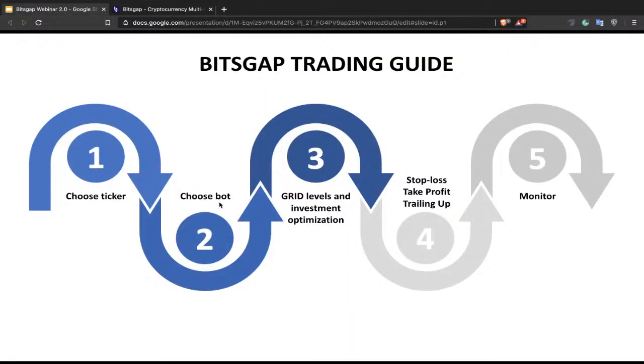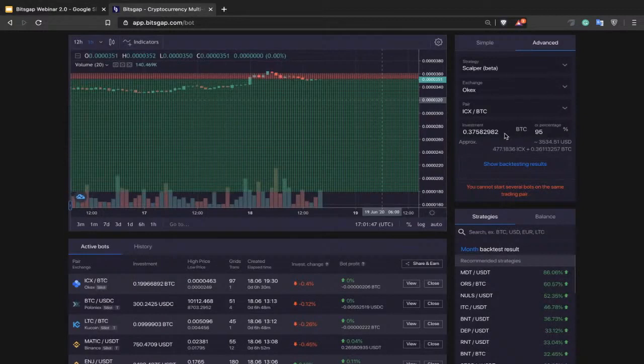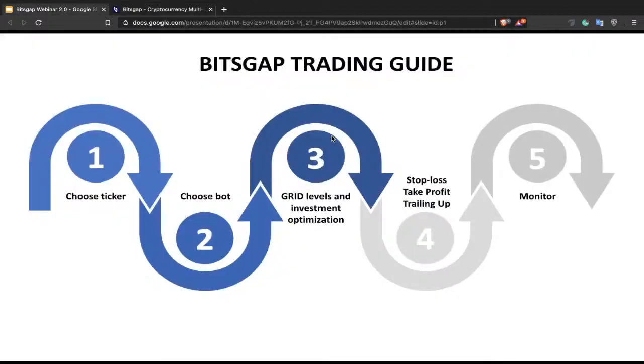So after you've chosen the bot, you have to define the grid levels, and as I showed you here, your grid amount depends on the available balance. So the more grid levels you want to have, the more investment you must allocate. All right, so make sure that you have enough on your balance and that you are able to proportionately distribute, to allocate your investments.